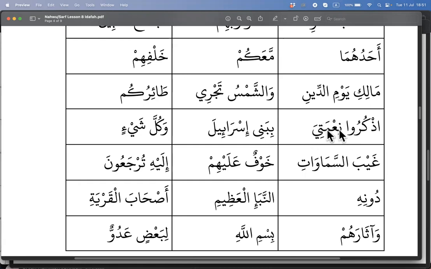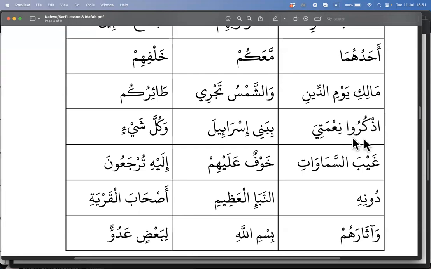Because this is an ism, and this ya is a pronoun, so it's attached to an ism. This is mudaf, mudaf ilayhi. This one, you say it's light because you see this is supposed to have noon, right? Yes, which is a very, very good guess.